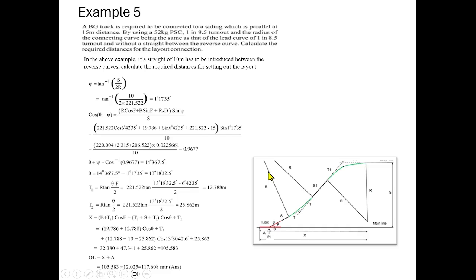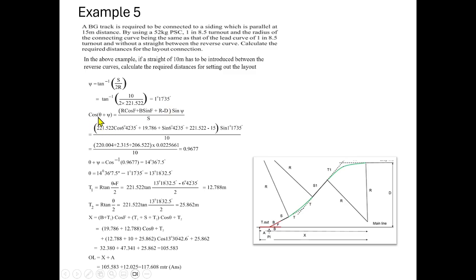Then coming to the example here, the same example, the previous example, example 4, that we have taken. In that, now a 10 meter straight is added. So how to add? As usual, we simply have to substitute in the equation. We have the psi value to find out. We know 10 meter, and for r we use the same 1 unit of turnout radius. So resolving it, we are getting our psi value.